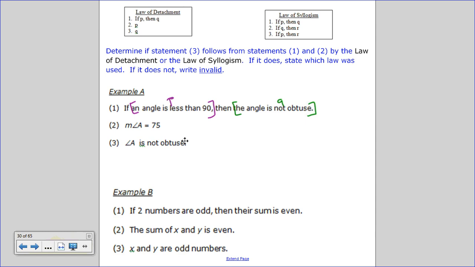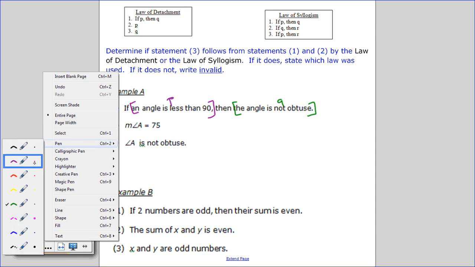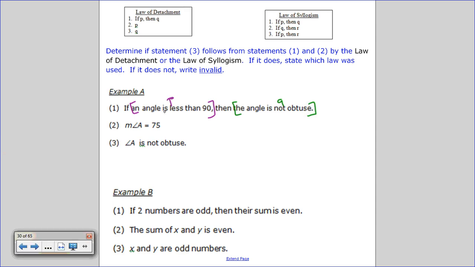And it's a general or vague statement. Now look at statement 2. It says the measure of angle A is equal to 75. Now we're talking about a specific angle, angle A, and we have its exact measurement, 75. So this is a specific statement in regards to P. So this is so far following the correct protocol for the law of detachment.